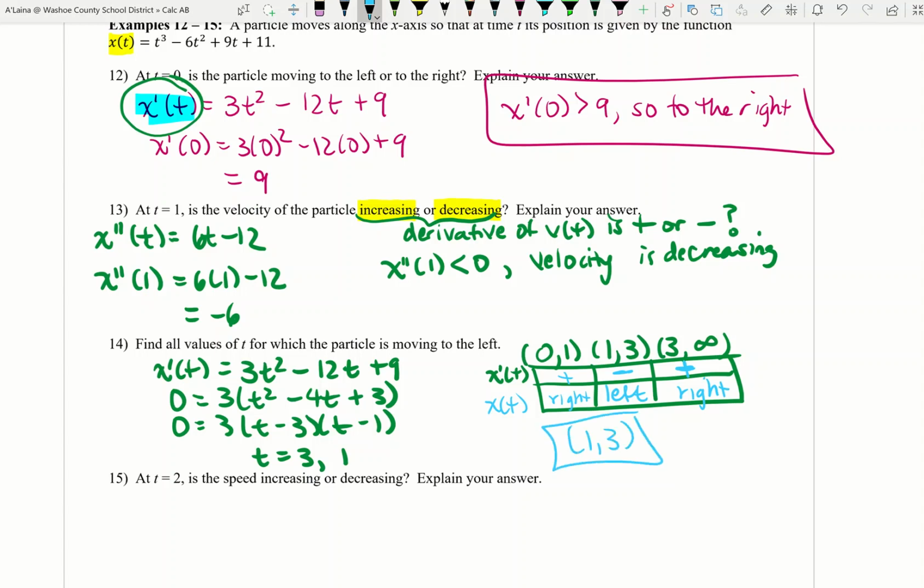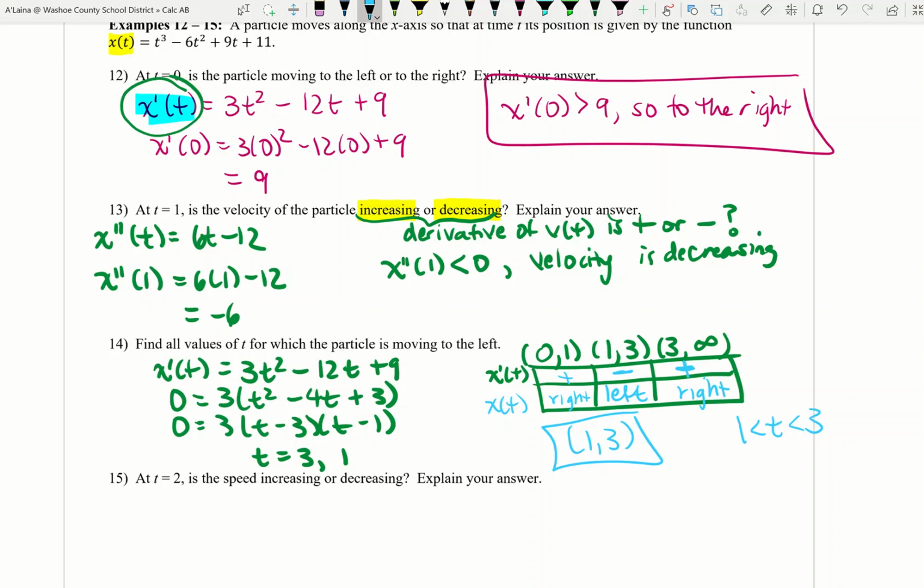That's not an ordered pair, that's an interval. Sometimes you'll see people write it as an inequality instead. I guess I would use open like that. At 1 and 3, it actually is stopped because the derivative is 0.